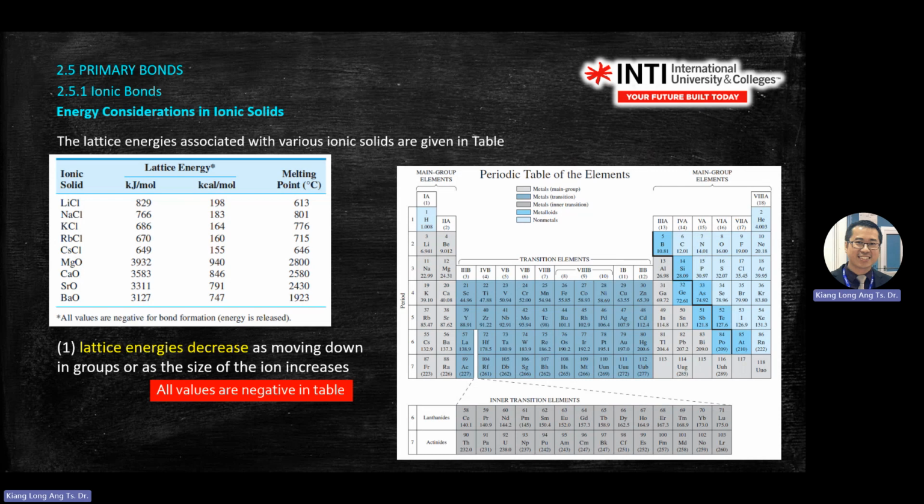I just need to highlight that all these energies are negative values. When you see this, you will see all values are negative. So when you do substitution, remember don't use positive values. They are negative values.